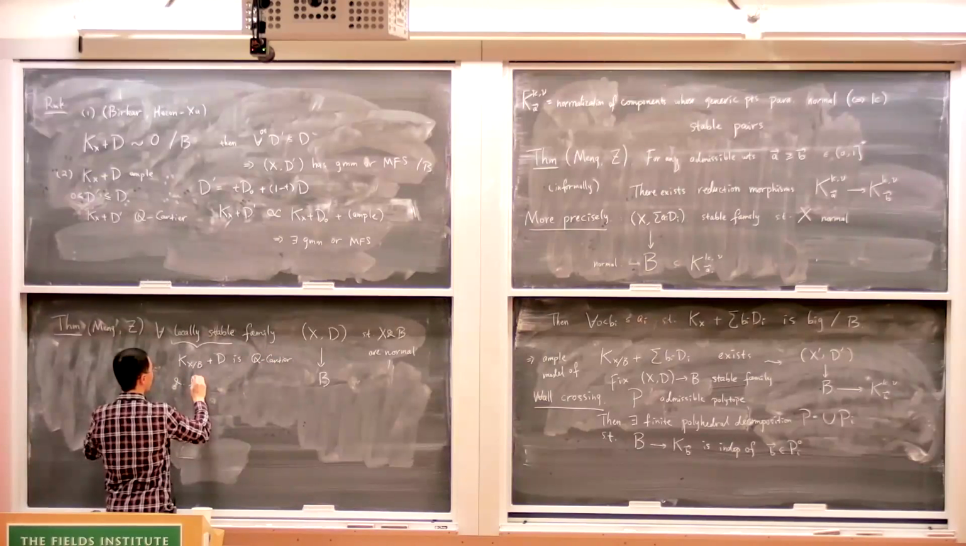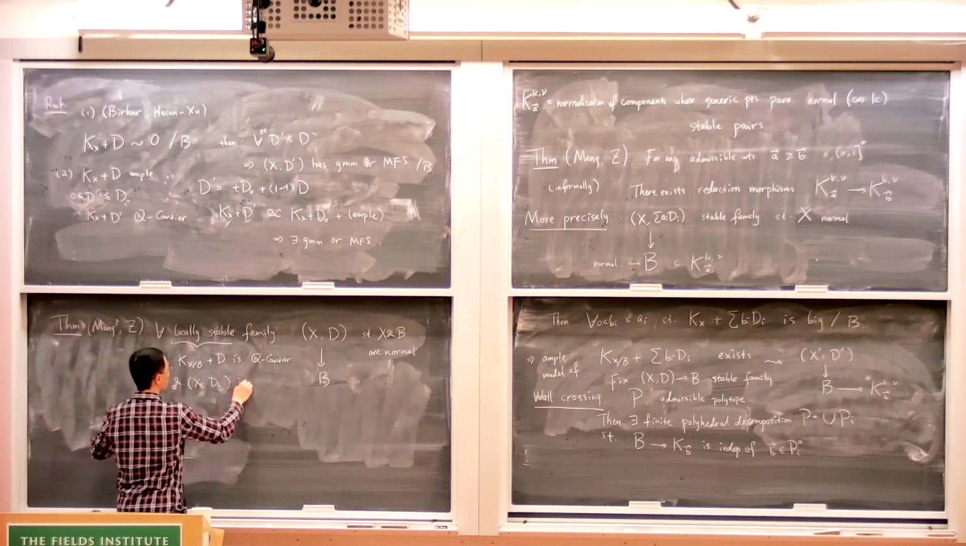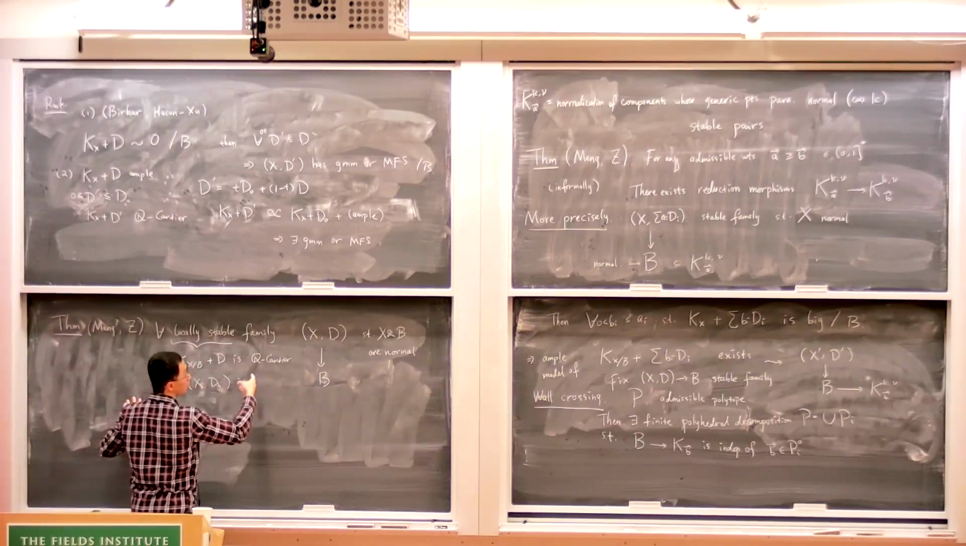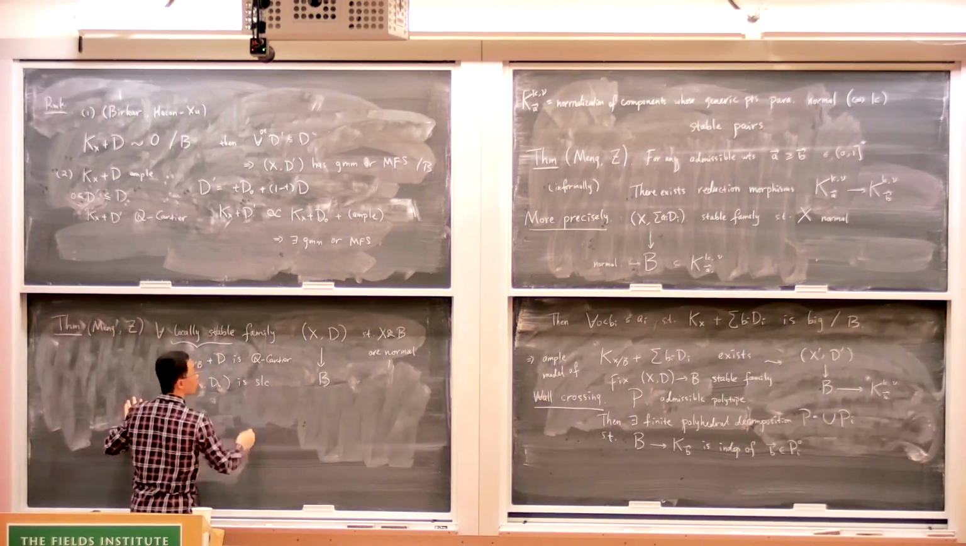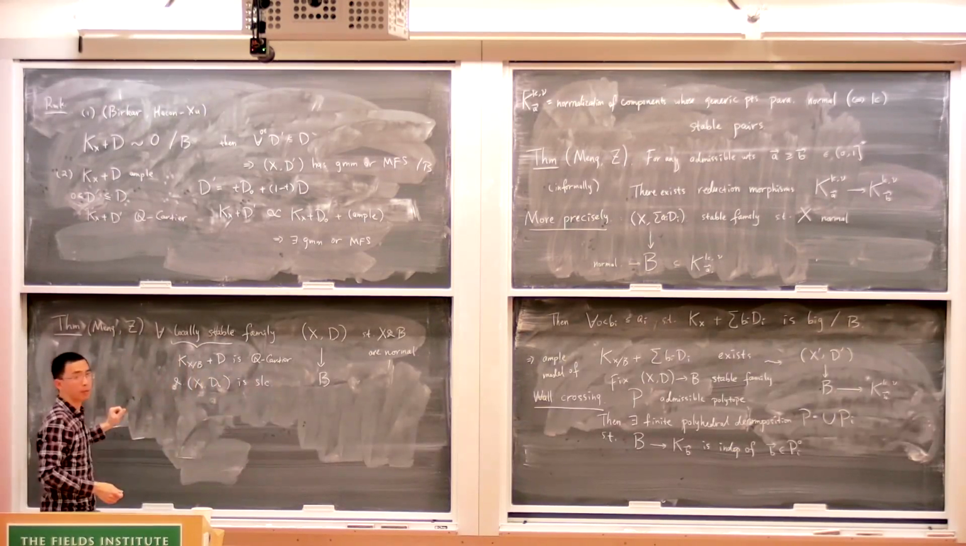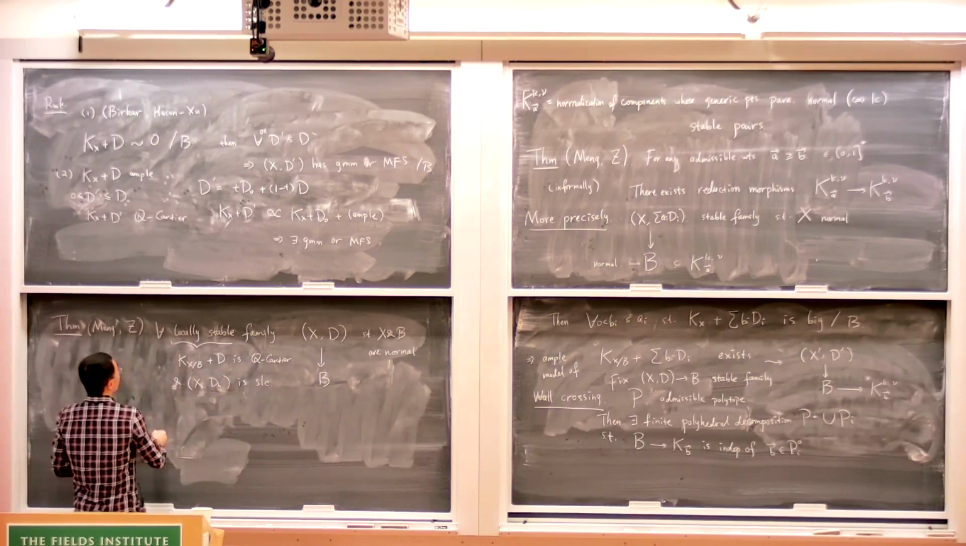and the fibers of this family, so earlier, are semi-log-canonical. The total space, so the generic fibers are log-canonical, but the special ones might be semi-log-canonical. So that's the meaning.